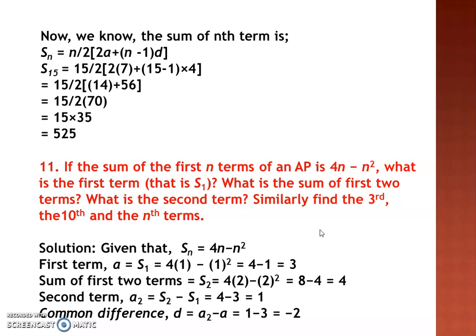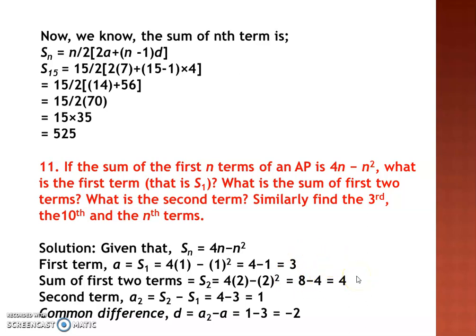So S1 will be equal to 4 into 1 minus 1 square. So just substitute in place of n 1. So S1 is equal to 4 minus 1, that is 3. This is sum of one term only, that is nothing but the first term. So S1 is same as the first term, which we have got 3.